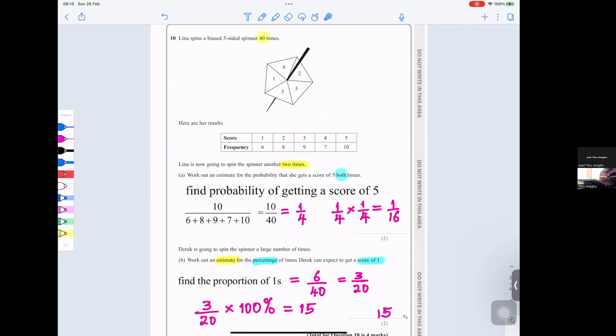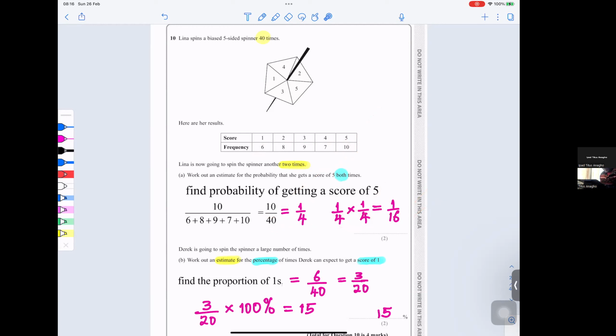So you want to find the probability of getting a score of 5. So let's add the total score. 6 plus 8 plus 9 plus 7 plus 10. You add all of the frequencies, it gives you 40. And for the probability of getting a 5, there are 10 chances of a 5. 10 divided by the total of 40 gives you 1/4 for the first time to get a 5. The second time, if you get a 5, it will still be 1/4. So 1/4 times 1/4 gives you 1/16. 4 times 4 is 16.